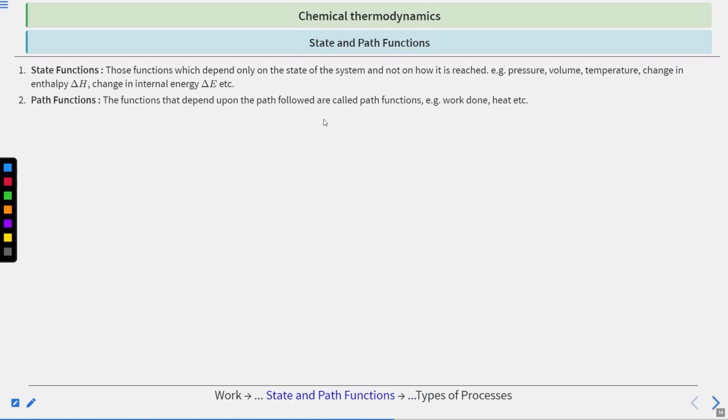Okay. So state and path functions. State functions are those functions which depend only on the state of the system, as the name says, and not on how it reached that state. For example, pressure, volume, temperature, change in enthalpy, del H, and change in internal energy, del E, etc. Second is path functions. The functions that depend upon the path followed are called path functions. For example, work done, heat, etc.